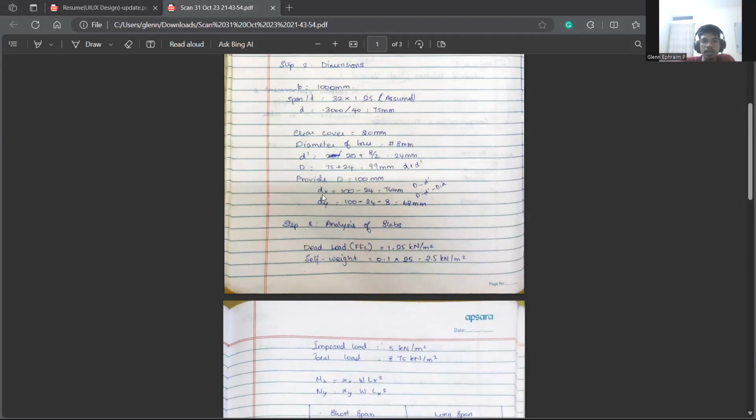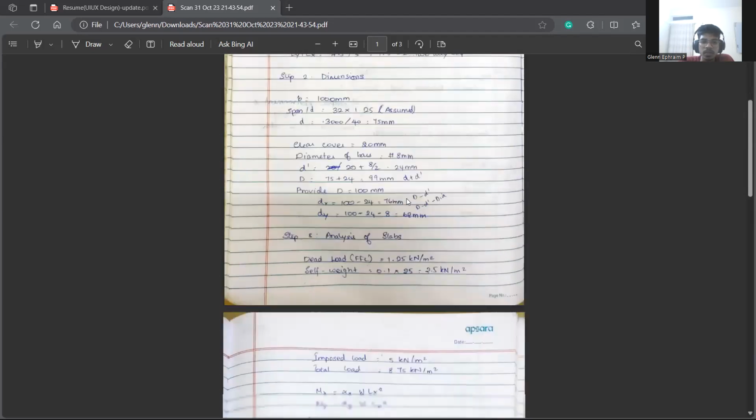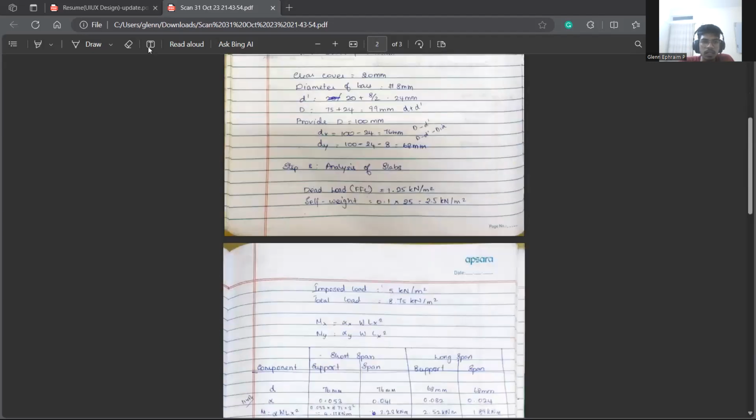Now finding dx and dy, the effective depths in the x direction and y direction. For x, we take capital D minus d dash, so we get 76. For dy, we take capital D minus d dash minus the diameter of the bars, from which we get 68 millimeter. So we have completed the first and second steps. We are moving on to the third step, which is analysis of the slab.